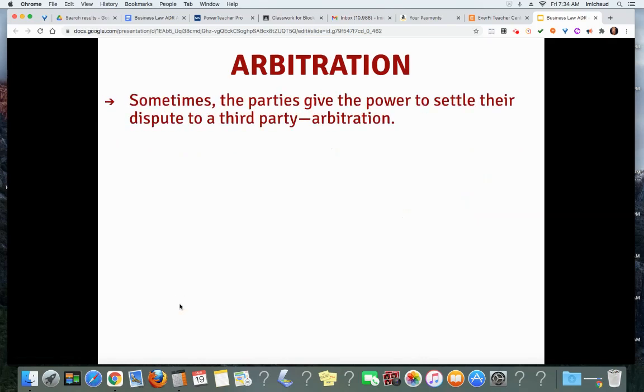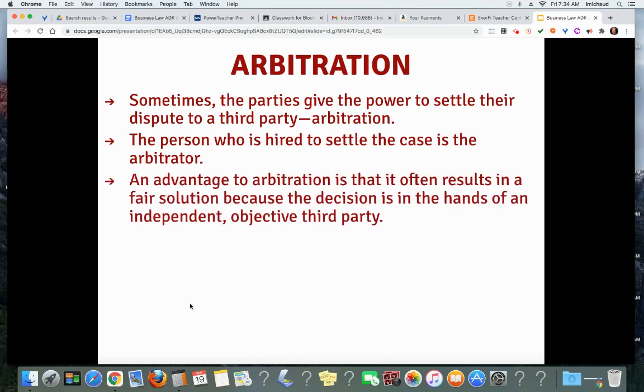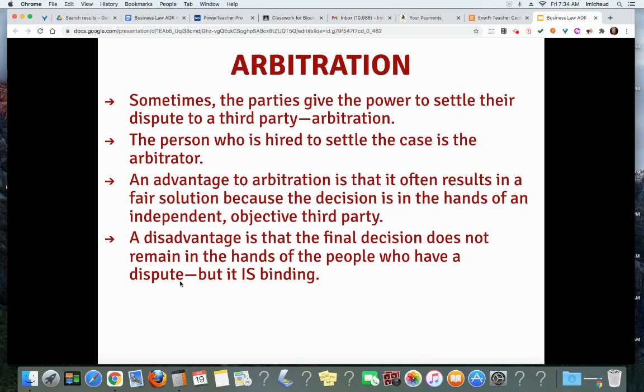Arbitration. Sometimes the parties give the power to settle their dispute to a third party. This process is called arbitration. The person who was hired to settle the case is called the arbitrator. An advantage to arbitration is that it often results in a fair solution because the decision is in the hands of an independent, objective third party. A disadvantage is that the final decision does not remain in the hands of the people who have the dispute, but it is legally binding.